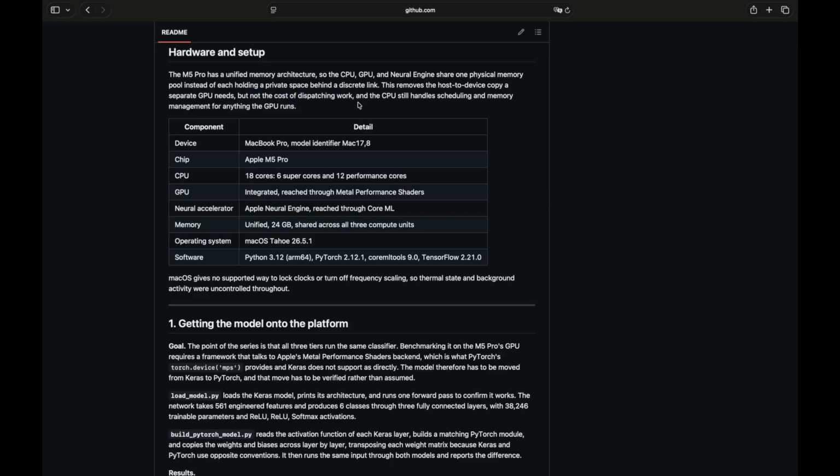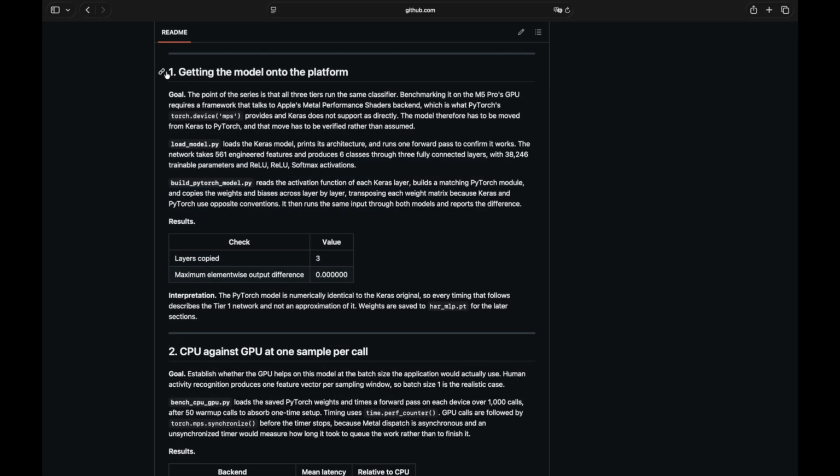The CPU has 18 cores, 6 of what Apple calls supercores and 12 performance cores. Memory is 24 GB, unified across all three compute units. The GPU is reached through Metal Performance Shaders, Apple's GPU compute framework, and the neural engine through Core ML. The machine runs macOS Tahoe 26.5.1, and exact software versions are visible on screen.